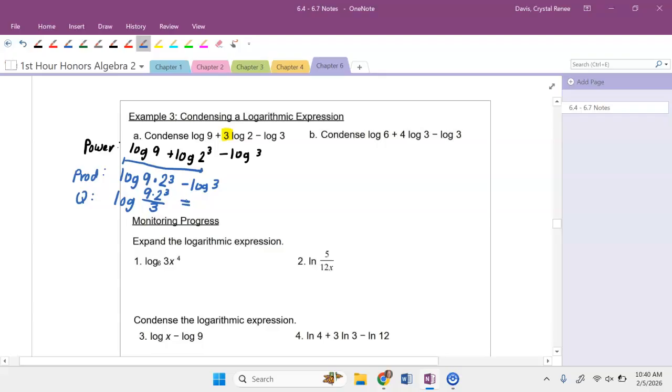9 times 2 to the 3rd is 9 times 8, which is 72, which then reduces to log of 24. Okay, so I would encourage you, put this into your calculator, see what you get. I guarantee you get the same answer, which is exactly what we want.